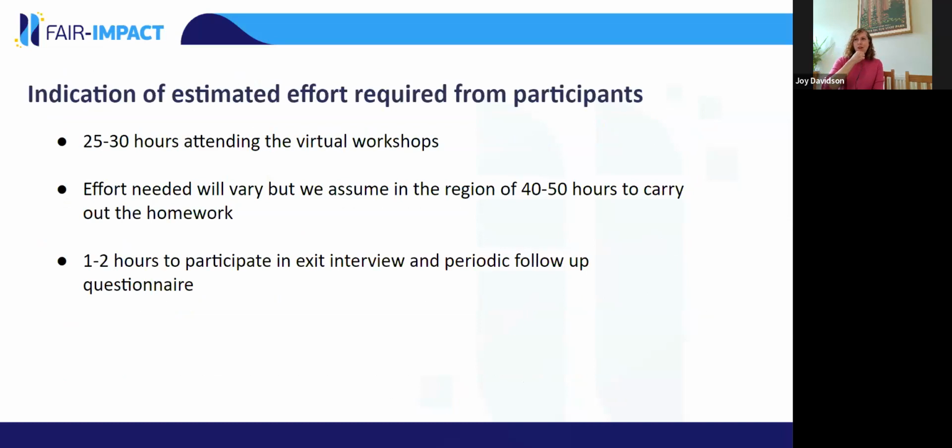I wanted to give people an estimation of the effort required. It's a period of 9 months that the support program will work across. It's about 25 to 30 hours just to attend the virtual workshops over the period. So that is one thing you'll have to bear in mind. The effort needed to actually do the homework and come up with your self-assessment and your action plan and your engagement strategy will vary depending on the organization, but we would assume somewhere in the region of 40 to 50 hours. So this would be something that you might want to factor in.